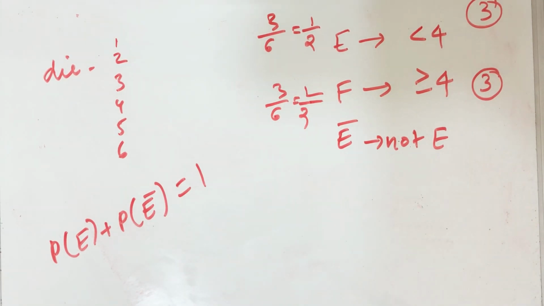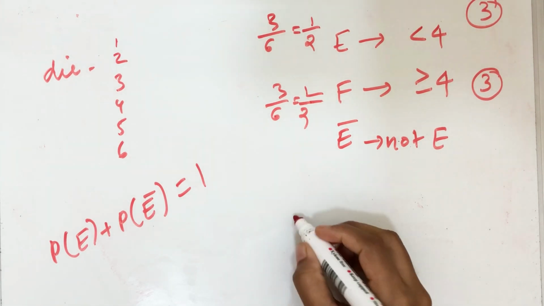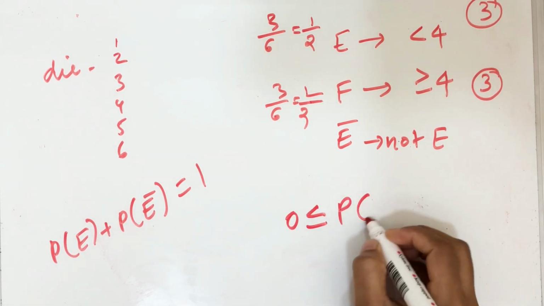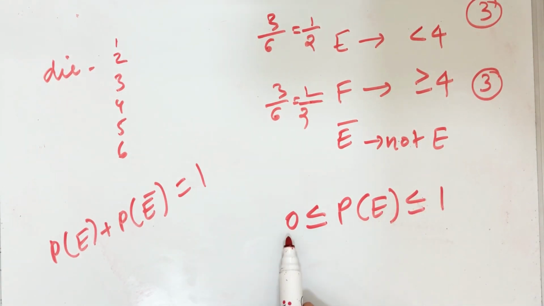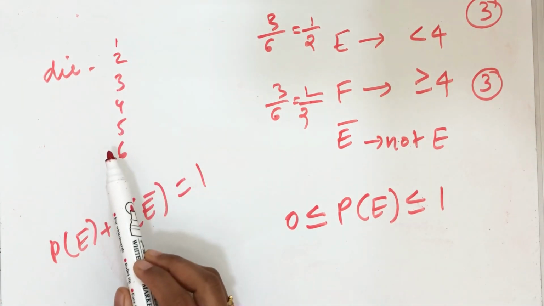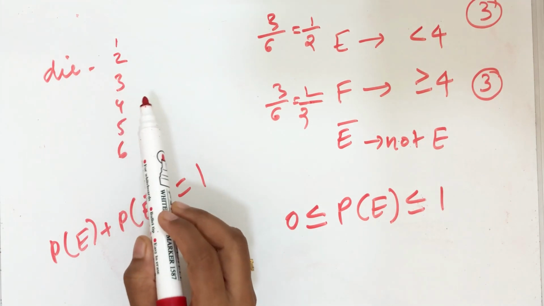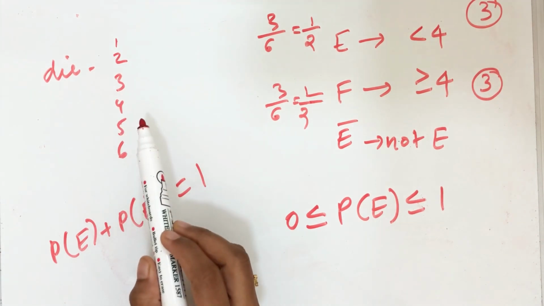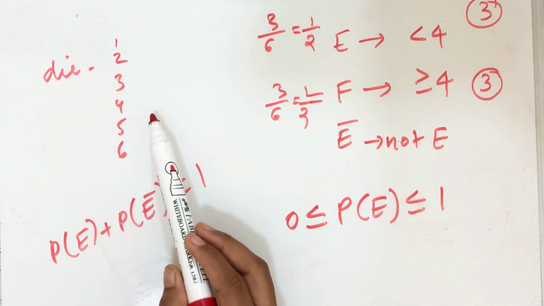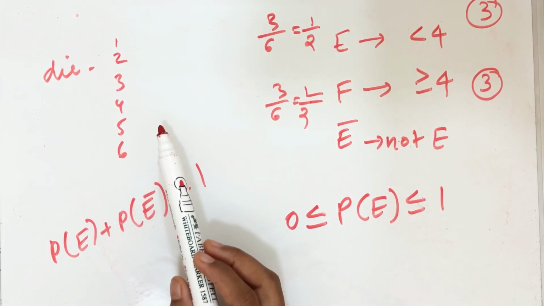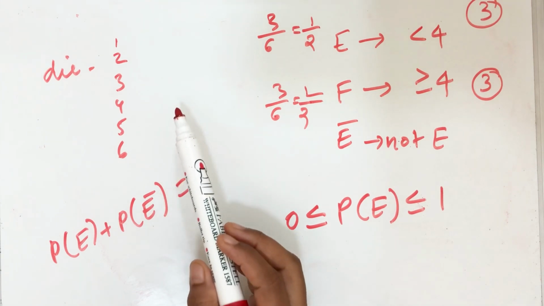One more thing you may notice, probability always lies between 0 and 1. We can say 0 less than or equal to P of E less than or equal to 1. If P of E is equal to 0, we can say the event is an impossible event. For example, in the experiment of throwing a die, an event of getting a number greater than 8. Here there are only 6 numbers. So the probability of getting a number greater than 8 is equal to 0.